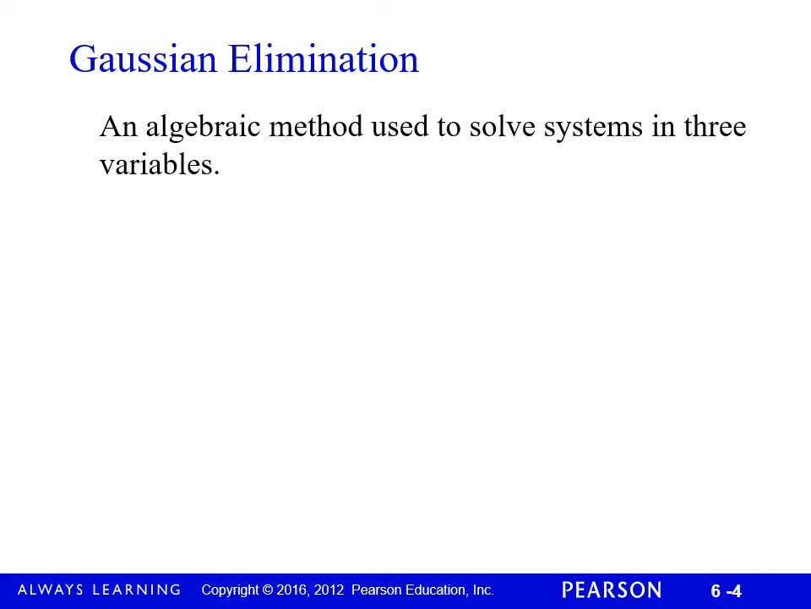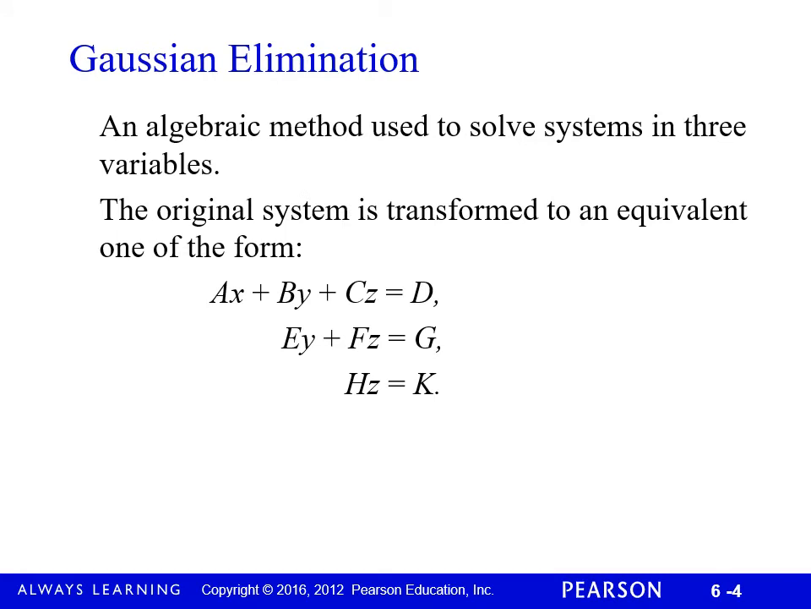Gaussian elimination is an algebraic method used to solve systems in three variables. The original system is transformed to an equivalent one of the form ax plus by plus cz equals d, ey plus fz equals g, and hz equals k. Now all the capital letters here just represent numbers. So you might say for the first row it might be 3x plus 2y minus 1z equals 14. Okay, so the capital letters are all just constants.